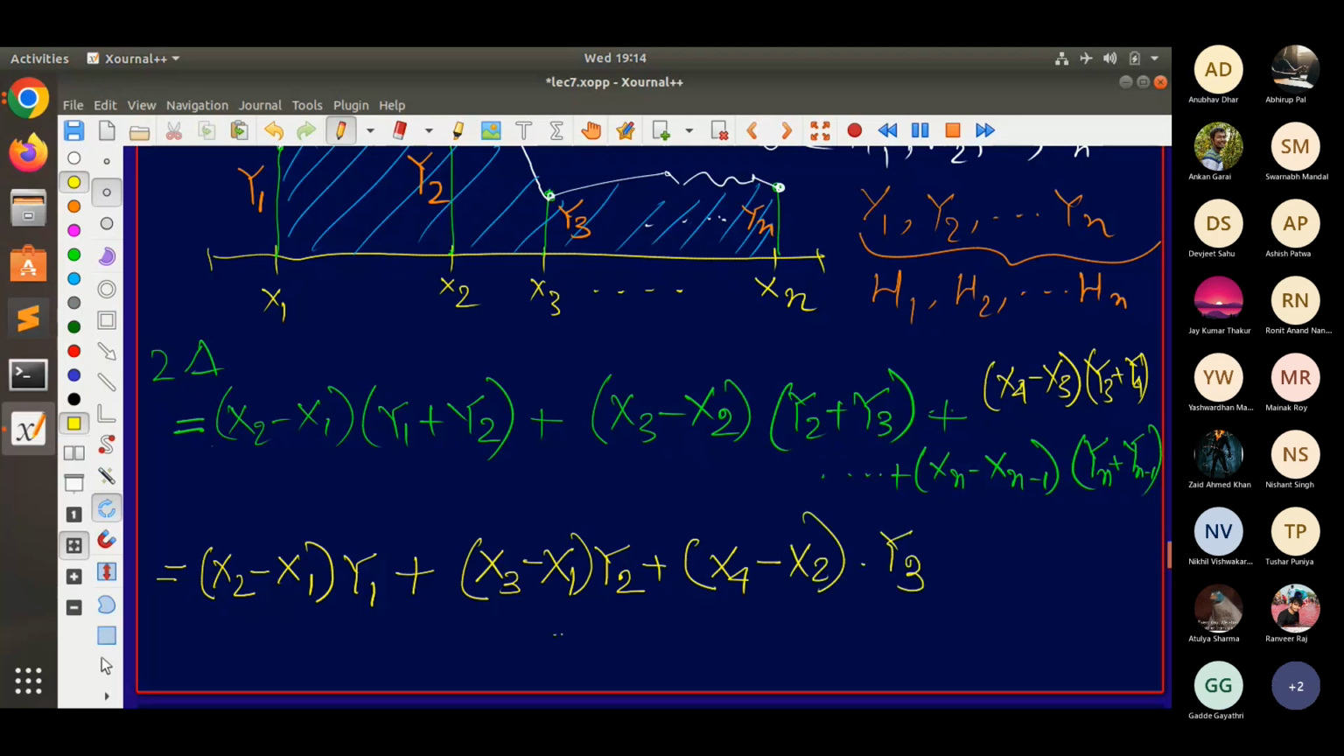Correct. So this will go on, and we will have something like xn minus 2 minus xn times yn minus 1 plus, now for the last term you don't have anything after that, right? So for yn it should be just this part. The same way, for y1 it is just x2 minus x1, not something like x2 minus x0, since you don't have x0. So it would just be xn minus xn minus 1 times yn.